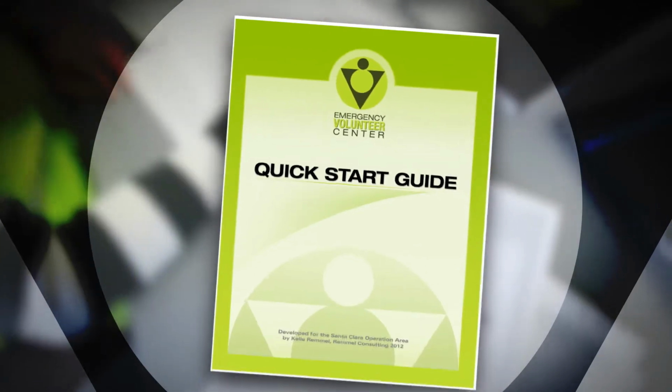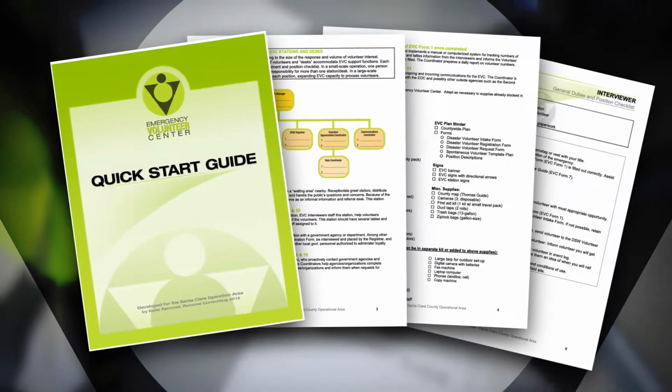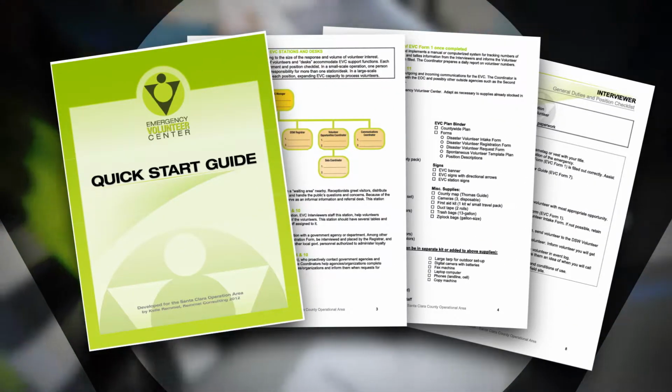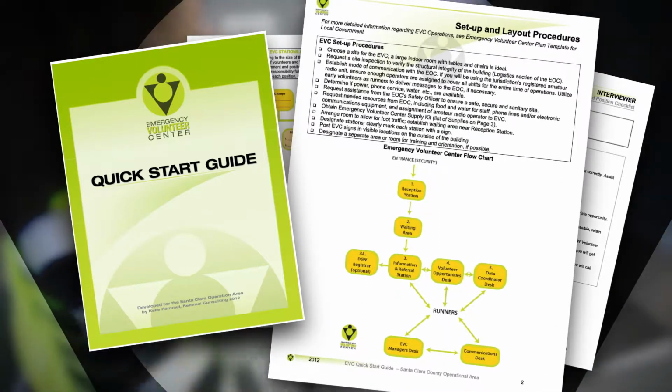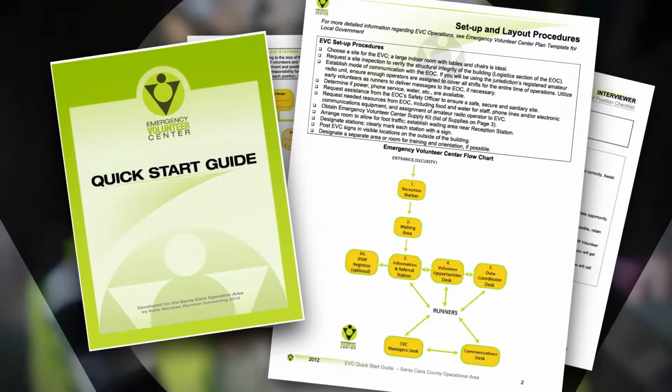Use the Quick Start Guide, a clipboard plan designed for immediate EVC activation, including setup procedures and a flowchart for layout. The Quick Start Guide is very useful. It basically tells you exactly how to set up your EVC. It has a checklist on what needs to be done, what roles and responsibilities need to be assigned. It includes information on the forms.